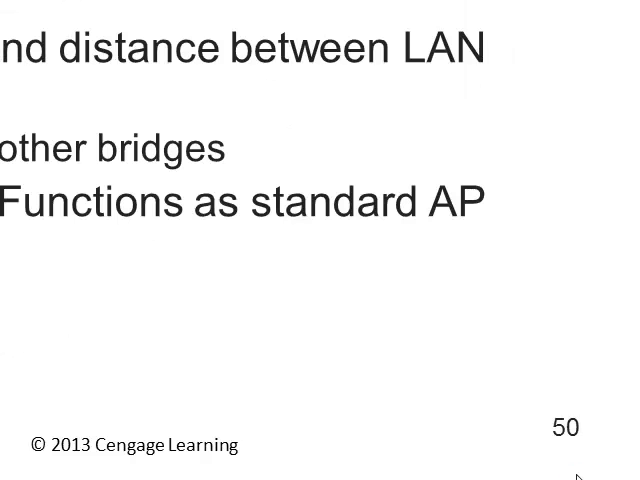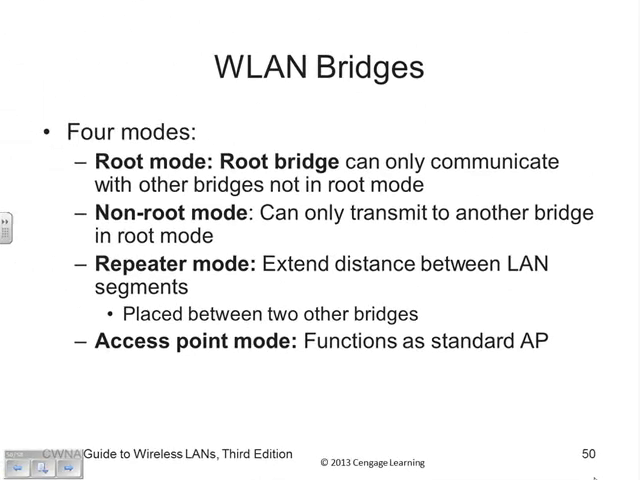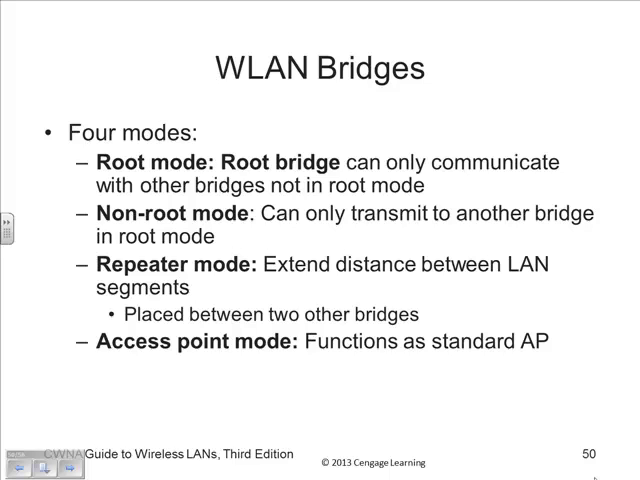Point-to-multipoint, point-to-point the other one. Two ways: a root bridge can only communicate with other bridges, a non-root bridge can only communicate with a root bridge. What that means is once you configure them that way, they're not going to talk to each other. You're not going to connect wireless devices, phones or tablets or laptops to those. They're only going to talk to each other to relay the signals from the wired networks.